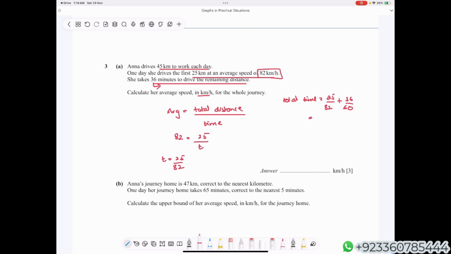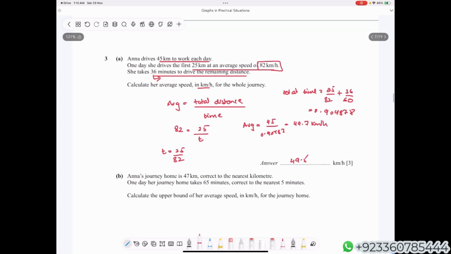So from here my total time is going to be 0.904878. Now average speed for the whole journey would equal the total distance of the whole journey, which is 45, over the total time in hours, which is 0.90487, which is equal to 49.7 kilometers per hour. So this is going to be your average speed in kilometers per hour.